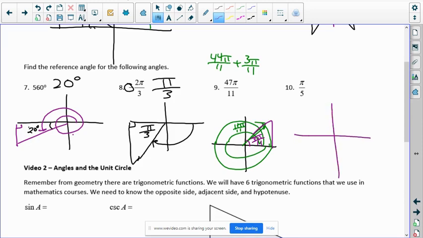Pi fifths is a fifth of a semicircle, something like this. That's way too much. That's like a fourth of a semicircle. So I probably could just do a little bit less. It's a fifth of a semicircle. Well, it takes a fifth of a semicircle to get back, so it is its own reference angle, and sometimes that will happen.